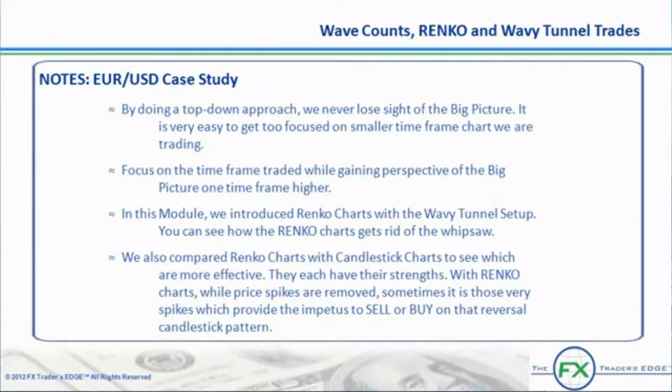In this module, we introduce Renko charts with the wavy tunnel setup. You can see how the Renko charts get rid of the whipsaw. We also compared Renko charts with candlestick charts to see which are more effective. They each have their strengths. With Renko charts, while price spikes are removed, sometimes it is those very spikes which produce the impetus to sell or buy on that reversal candlestick pattern. On the next slide, we will go through wavy tunnel setups on the weekly S&P as a final chapter to this course.